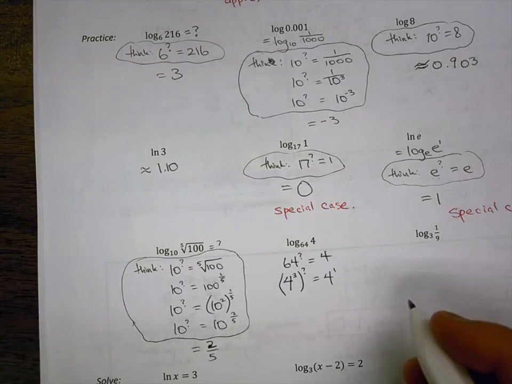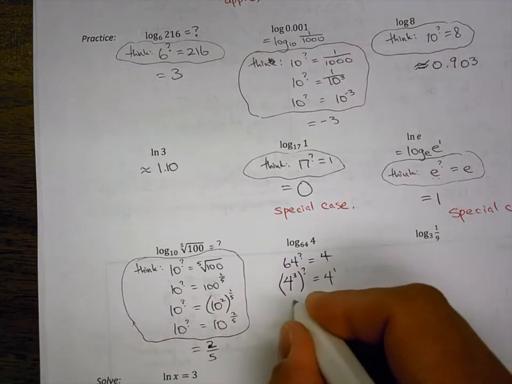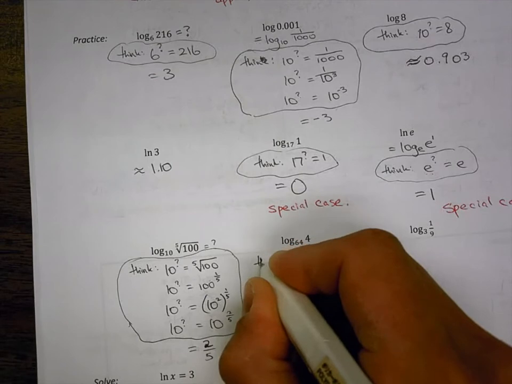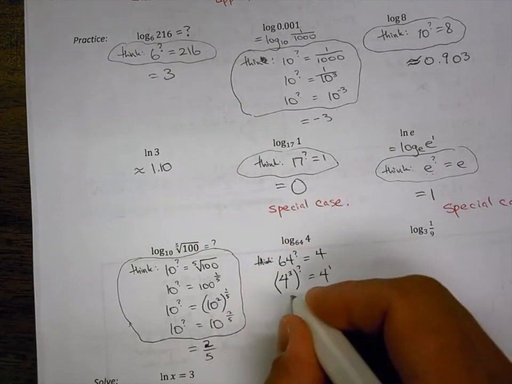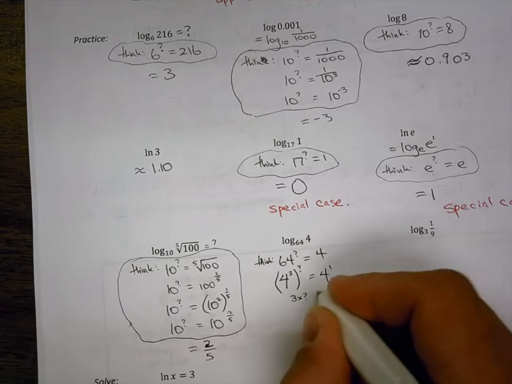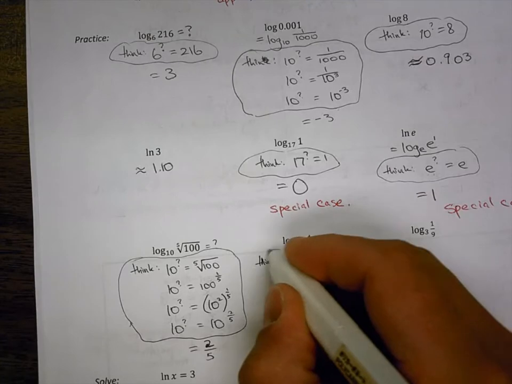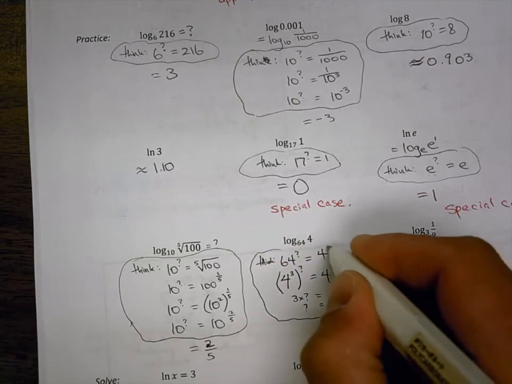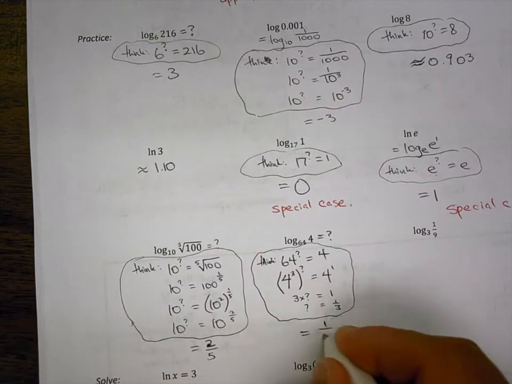So now I'm going to set the exponents equal to each other, so I have 3 times my question mark variable equals 1, so question mark is equal to 1/3. Maybe question mark probably isn't the best variable, I probably should have used an x. But either way, I find out that my answer is 1/3.